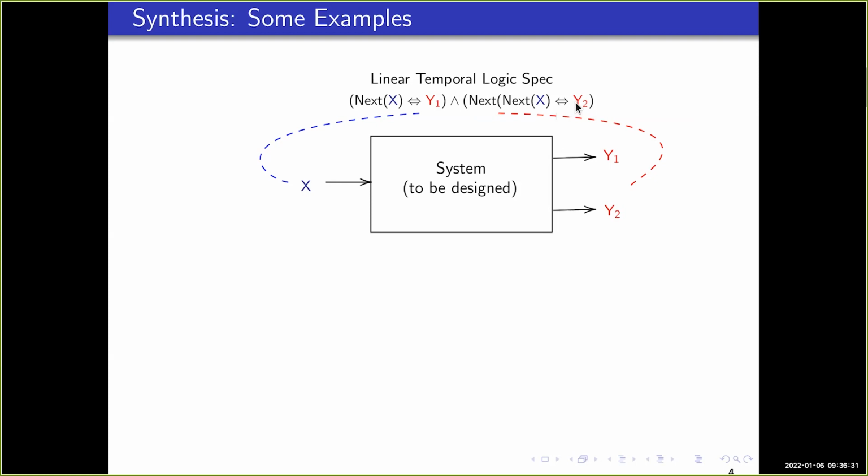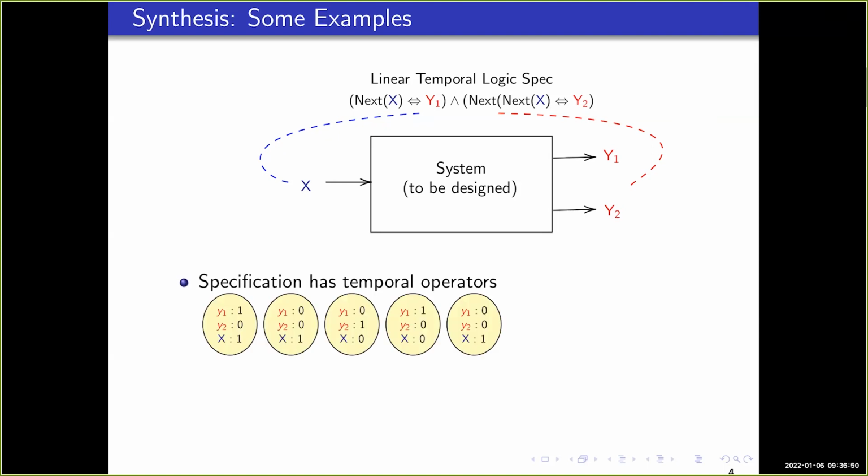So this is saying y2 is true at time t if and only if x is true at time t plus 2. So as an LTL formula, there is nothing wrong about this formula. This is meeting all the syntax requirements. There is a clear semantics for this formula and so on.